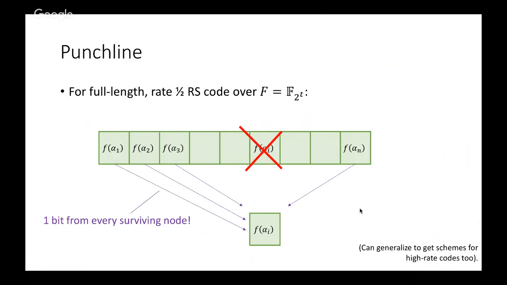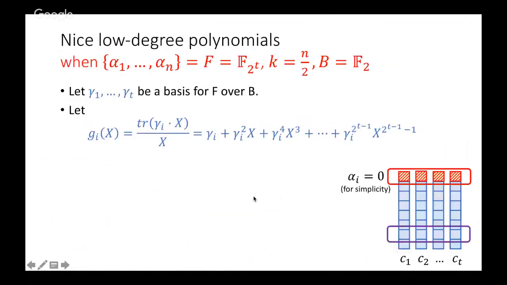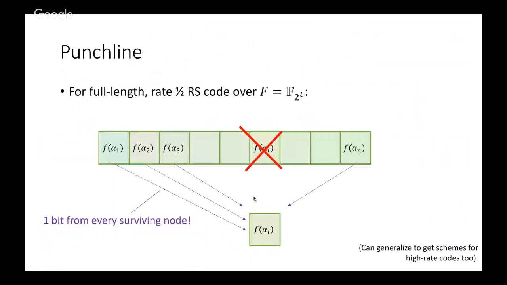The punchline that you get for these ones in particular is that for full-length rate 1/2 codes over F_2 to the t, you can repair one failure by downloading just 1 bit from every surviving node. And that 1 bit is coming from the fact that these other rows all had rank 1. And this construction you can generalize a bit to get high-rate codes as well.